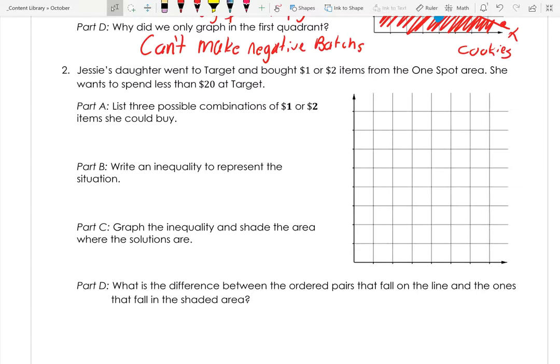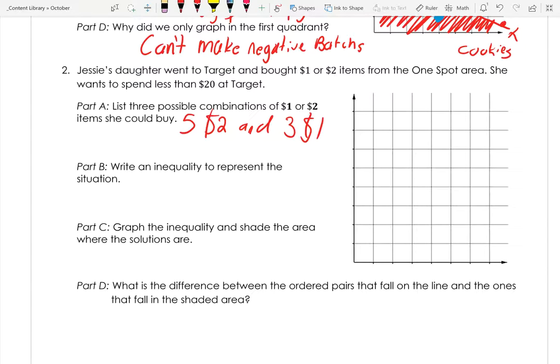Okay. Anyway, she wants to spend less than $20 at Target. List 3 possible combinations of $1 or $2 items she can buy. So, for example, she could buy 5 $2 items and 3 $1 items. Now, this is not exactly $20, but it doesn't have to be, because she can go in and with her $20 buy those things. That would be $10, and this would be $3. Should be spending a total of $13, and there's nothing wrong with that.